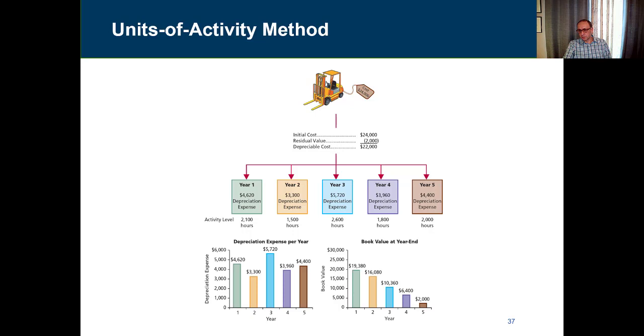But the thing that you'll notice is that the book value of this forklift is also going to decline. However, it's not going to be declining in a straight line or a steady decline. It would vary depending on the usage of that forklift. But at the end of the 5 years, the book value has to be $2,000, exactly like the straight-line method.